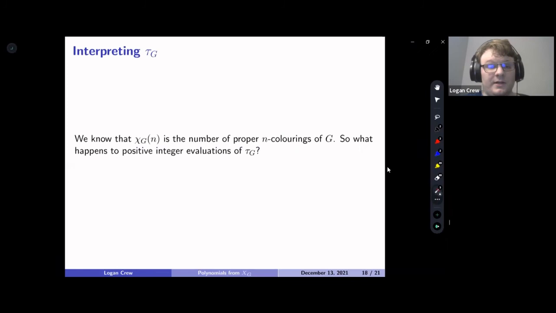And so far what I've shown you is that tau has some interesting relationships with chi g. And sure, that's true. Is tau interesting in its own right, though? Why would we care about tau if it just comes from chi g? This is probably the question you've all been wondering.